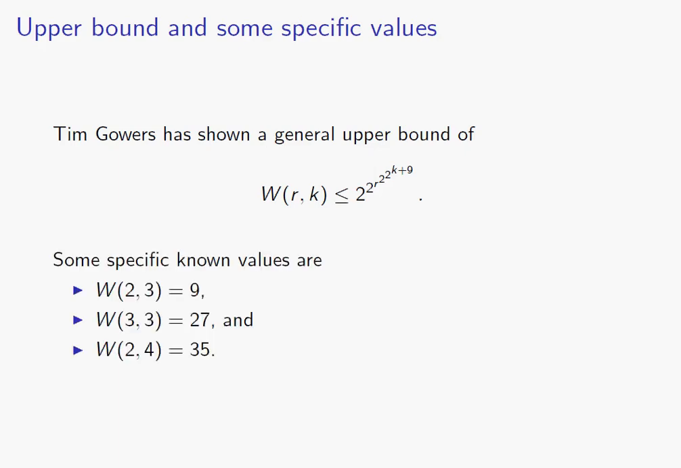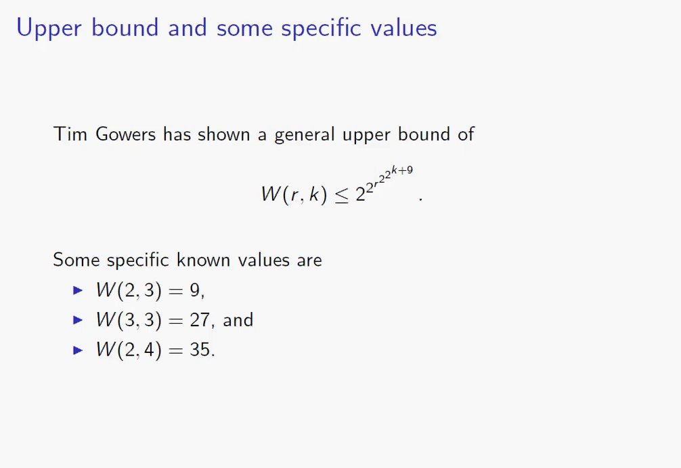Some specific known values are w of 2, 3 equals 9, we saw that earlier, and w of 3, 3 equals 27. So here we have 3 colors trying to avoid a monochromatic 3-AP. So much like in our example, except we have a third color. That requires 27 for the guarantee to kick in that a 3-term monochromatic AP must exist.